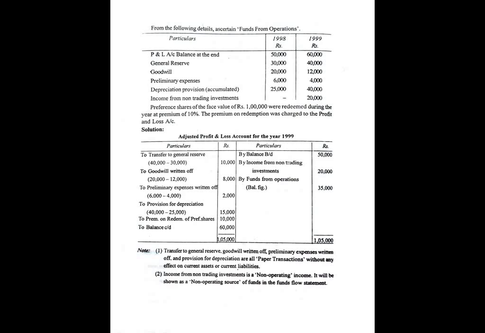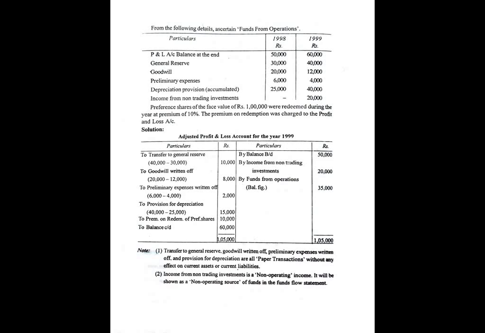Next we'll move to another problem on fund from operation, a different model. From the following details, ascertain fund from operation. They have given the profit and loss account at the beginning and end: 98 it is 50,000, 99 it is 60,000. General reserve 30,000, 40,000. Goodwill 20,000, 12,000. Preliminary expenses 6,000 and 4,000. Accumulated depreciation provision 25,000, 40,000. Income from non-trading investment: 98 it is nil, 99 it is 20,000. Preference shares of face value rupees 1 lakh were redeemed during the year at a premium of 10%. The premium on redemption was charged to profit and loss account.